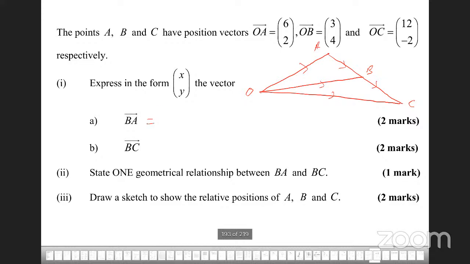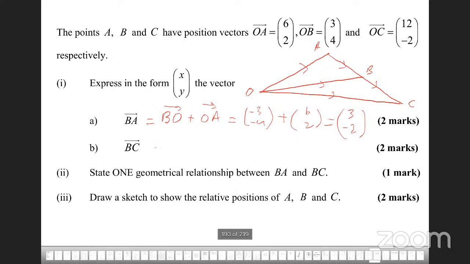So BA is what? B to O plus O to A. Right? B to O is what? -3, -4. O to A is 6, 2. So when you work it out, you'll get what? 3, -2. Correct?